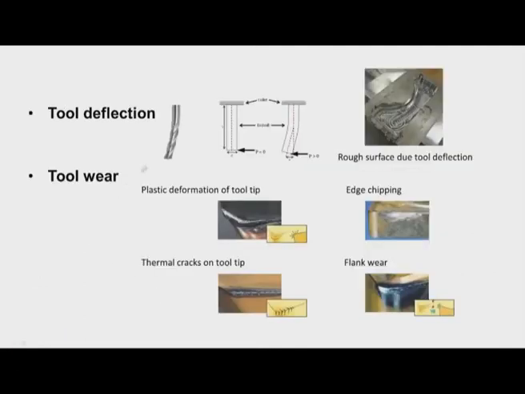Now, tool deflection will also cause geometrical variation and dimensional variation of the workpiece. You can see here there is a force acting at the tip of the tool. Because of that, the tool is bent like this. So, because of this we may get some rough surface or dimensional changes, as shown in this particular diagram. And tool wear also will affect the workpiece.